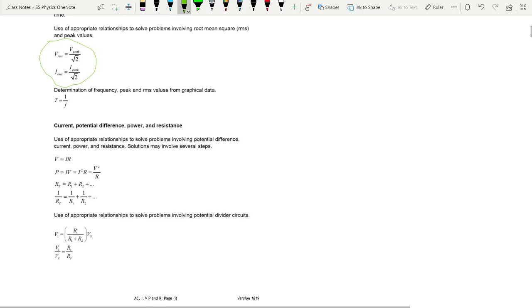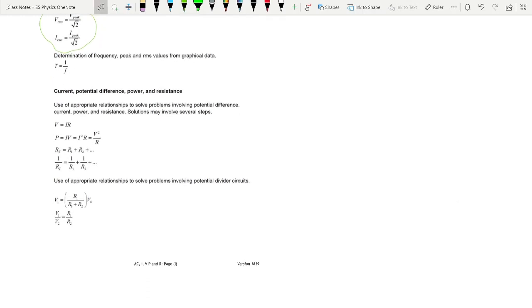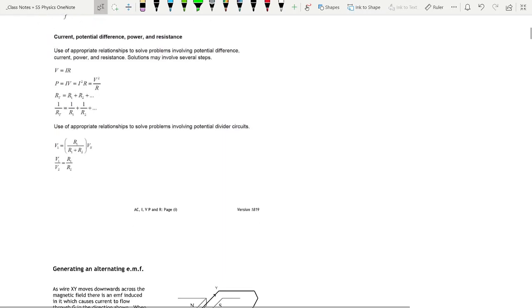And if you see at the bottom here, a lot of this is, well, all of it is familiar. Use appropriate relationships to solve problems, including potential difference, current, power, and resistance. And they're just a little bit more tricky than National 5 questions. So you have come across these before, and because we challenge you a little bit more in National 5, you probably come across it. Some of the questions that you've come across already may have been higher questions anyway.